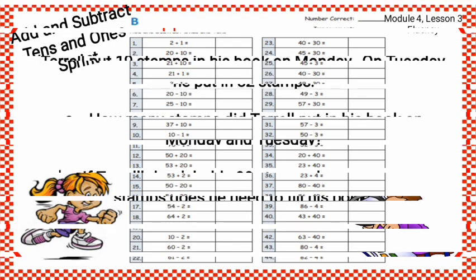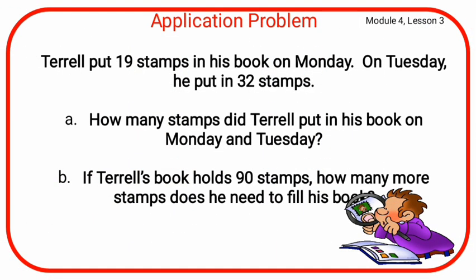Here is my application problem for today. Terrell puts 19 stamps in his book on Monday. On Tuesday, he put in 32 stamps. You can see Terrell there putting stamps in his book. So how many stamps did Terrell put in his book on Monday and Tuesday? That's problem 1. Problem 2. If Terrell's book holds 90 stamps, how many more stamps does he need to fill his book?